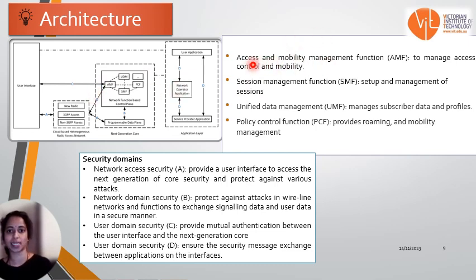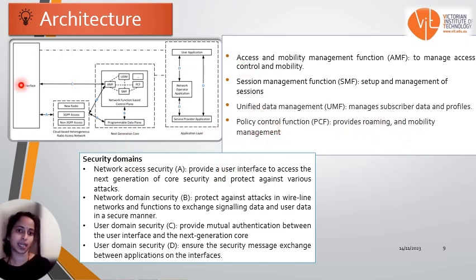First one is the access and mobility management function. This manages the access control and mobility of the 5G wireless network. Then the session management function takes care of the session: creating the session, maintaining the session, and terminating the session. Then the unified data management takes care of managing the subscriber data and profile. And then the policy control function provides roaming and mobility management.